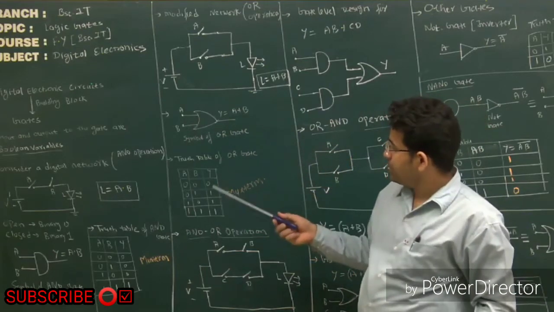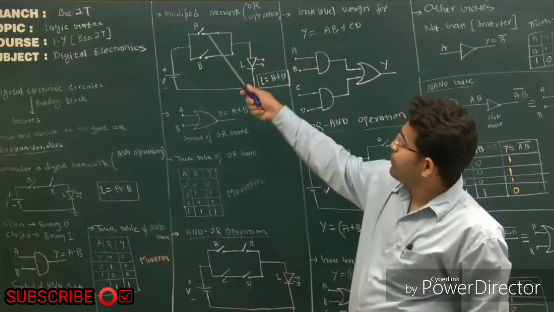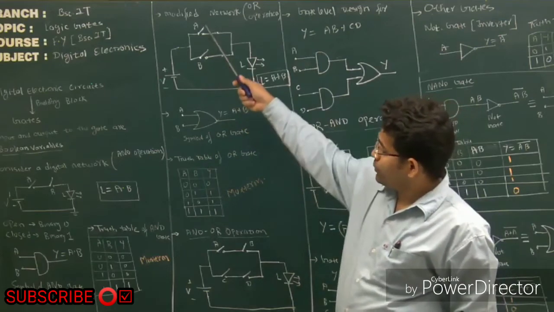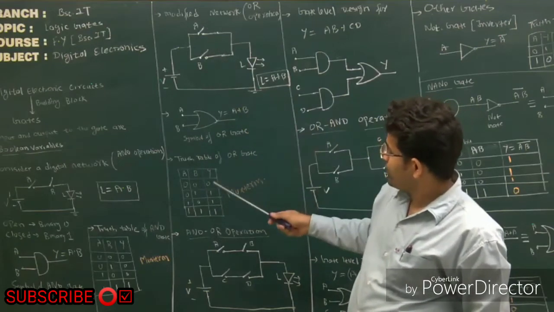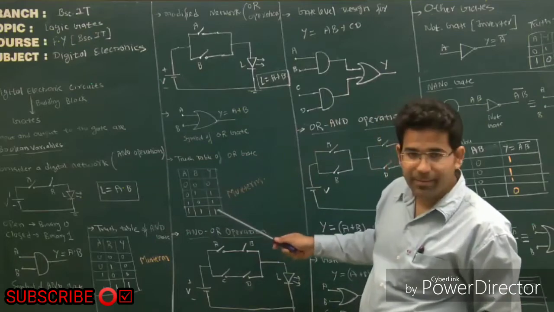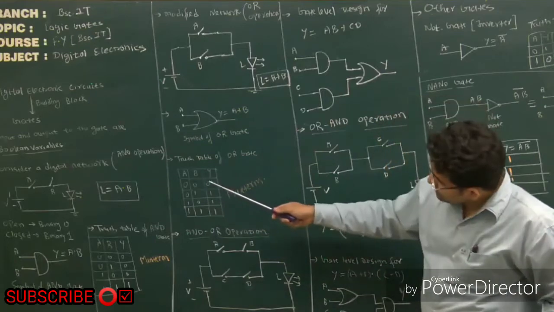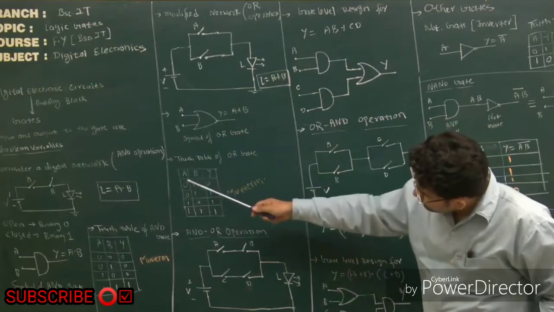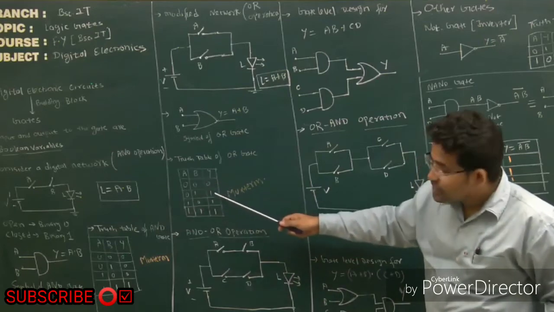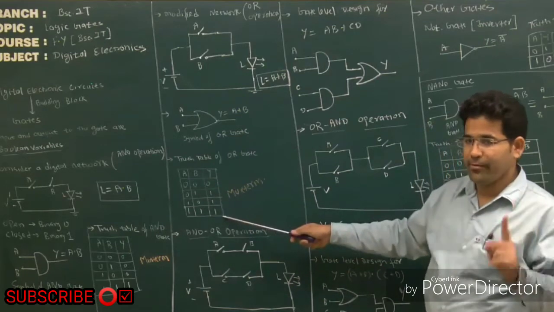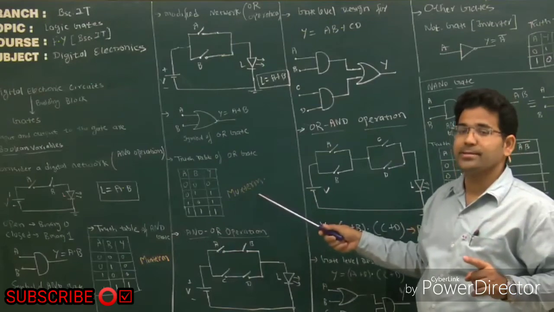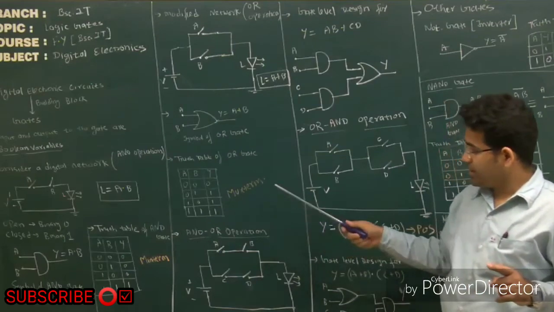Again, the truth table. Here you can say when both of them are open, the output is 0. Otherwise you will have an output. And out of 4 combinations of inputs, 3 give you the output as 1. So it is known as max term or maximum term.